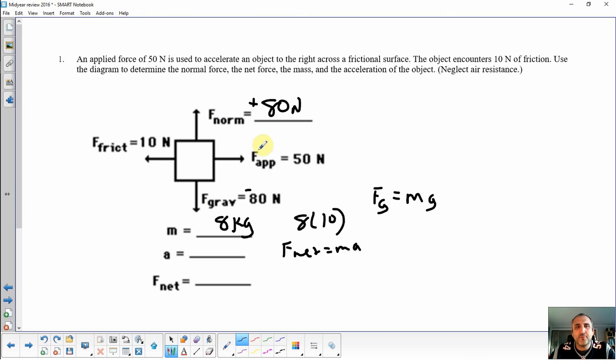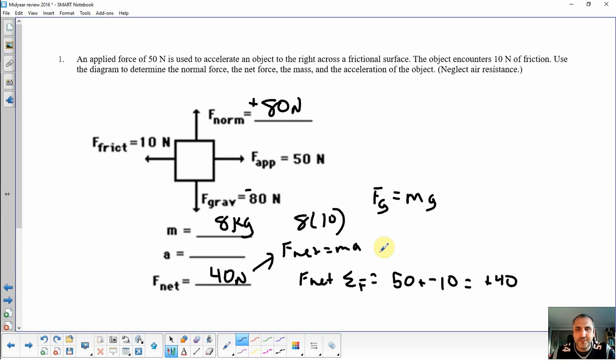But we have an unbalanced force in the x dimension. We've got 50 going to the right and 10 going to the left, which means F net, the sum of all forces, equals positive 50 plus negative 10, which is equal to positive 40. So the net force is 40 newtons, and if the net force equals ma, 40 equals 8 times a. We end up with 40 divided by 8, which if I remember my times tables, 8 times 5 is 40. My acceleration is 5 meters per second squared.